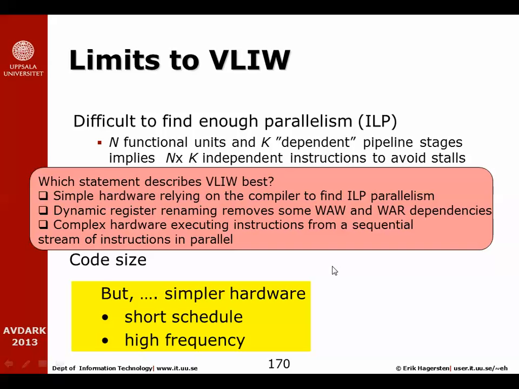So we're going to do a couple of questions about VLIWs, superscalars and out-of-orders. In this first one, I ask which statement describes a VLIW best. Is it simple hardware relying on the compiler to find ILP, or is it that we have dynamic register renaming to remove some write-after-write and write-after-read dependencies, or is it that we have complex hardware that executes instructions from a sequential stream of instructions in parallel? So it's the first one. It's the simple hardware relying on compilers to find ILP.